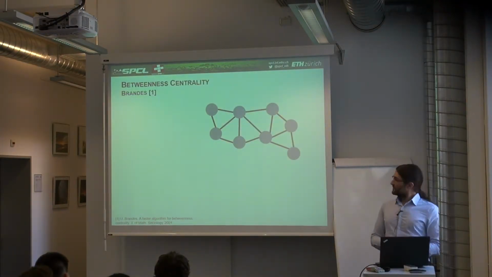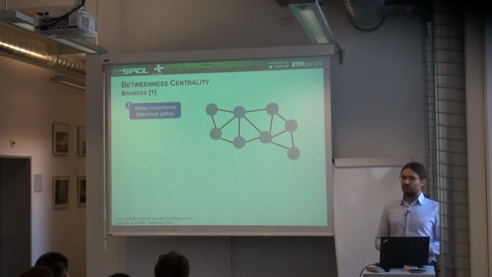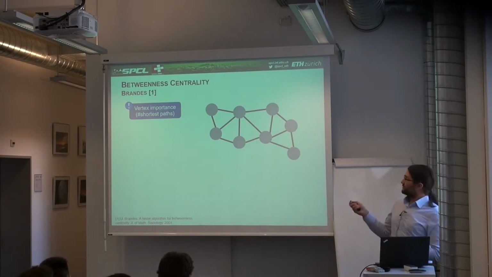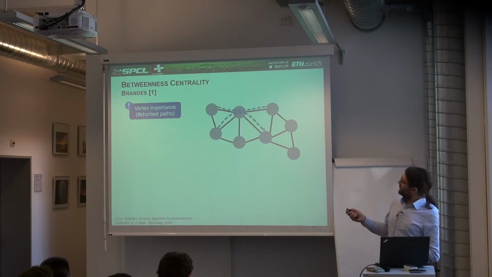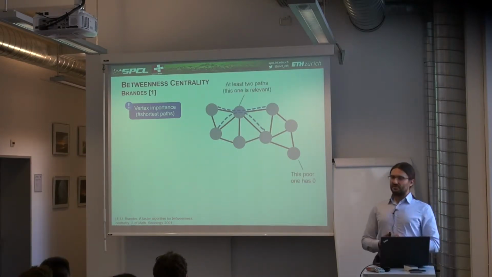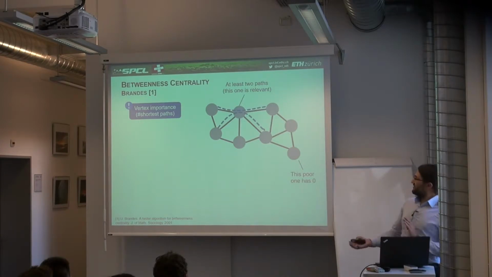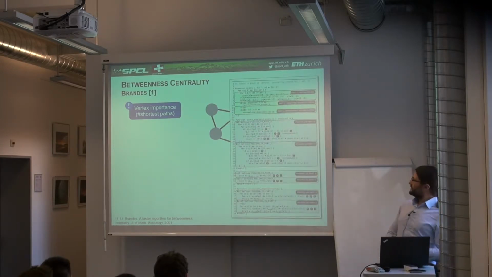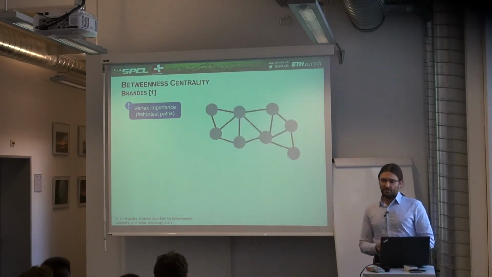the algorithm due to Brandes. Here we also measure the importance of vertices, but this time the importance is based on how many shortest paths go via each of the vertices. For example, if we consider this vertex over here, it will have two shortest paths, either between these two vertices or between these two vertices, going via it. So it has some importance in this metric, but this vertex over here doesn't have any of these paths, so it's purely zero. Now this formulation is a bit more complicated, so we'll not really go into details over it here, but we'll just take a look at some intuition.